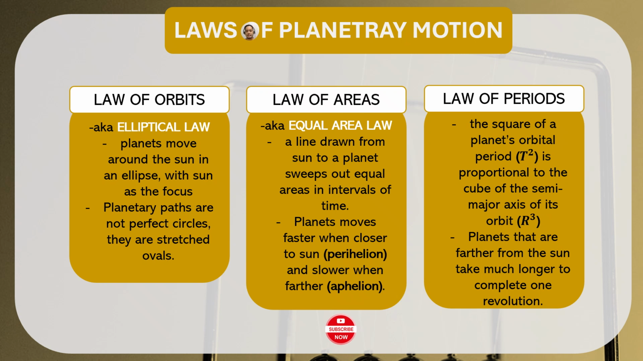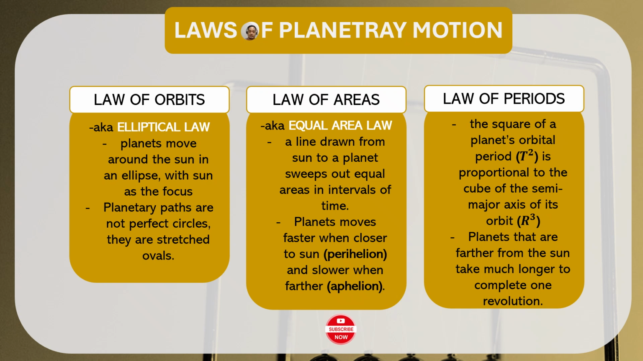And we have the law of areas, the second law of planetary motion. It is called the equal area law. The area swept out during the motion of the planet from position one to position two is equal. Planets move faster when closer to the sun, and slower when farther from the sun.